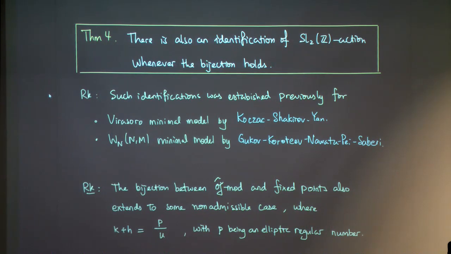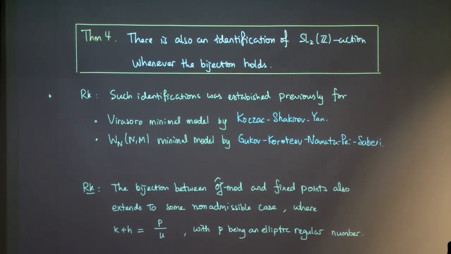And yeah, maybe to end, let me just mention that there are some cases of such identification which have been established for the Virasoro minimal model. This was by Kozak, Shakirov, and Yan. And then for the W_N minimal model, there's a recent paper by Gukov, Koroteev, Nawata, Pei, and Saberi, which established this.